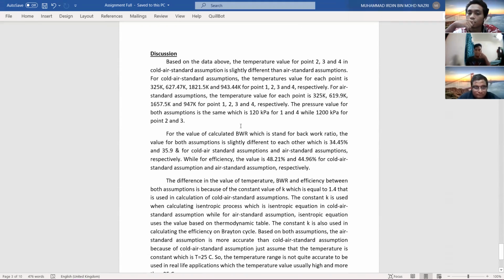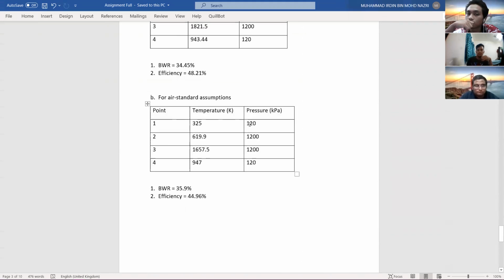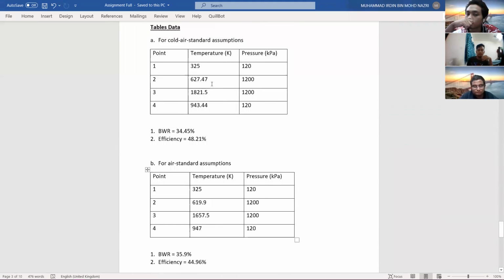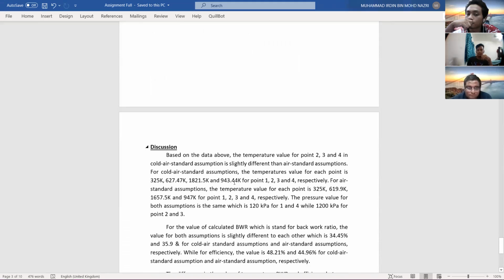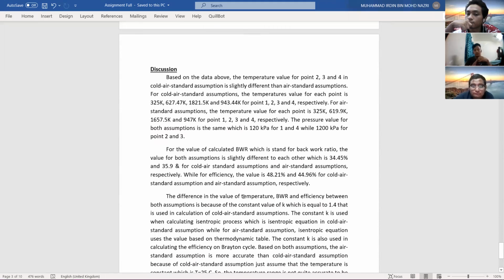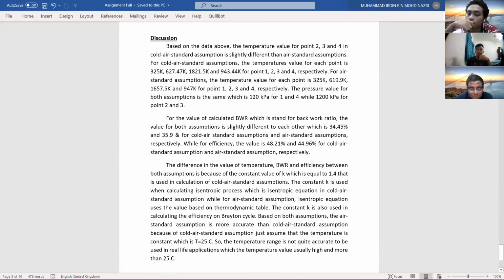For the results above, the values for both assumptions are slightly different, as you can see in the temperature values for points 1, 2, 3, and 4 for the cold air standard and air standard assumptions. The values for the back work ratio and efficiency are also slightly different. Although it's slightly different, the value calculated using the air standard assumption is more accurate than the cold air standard assumption.